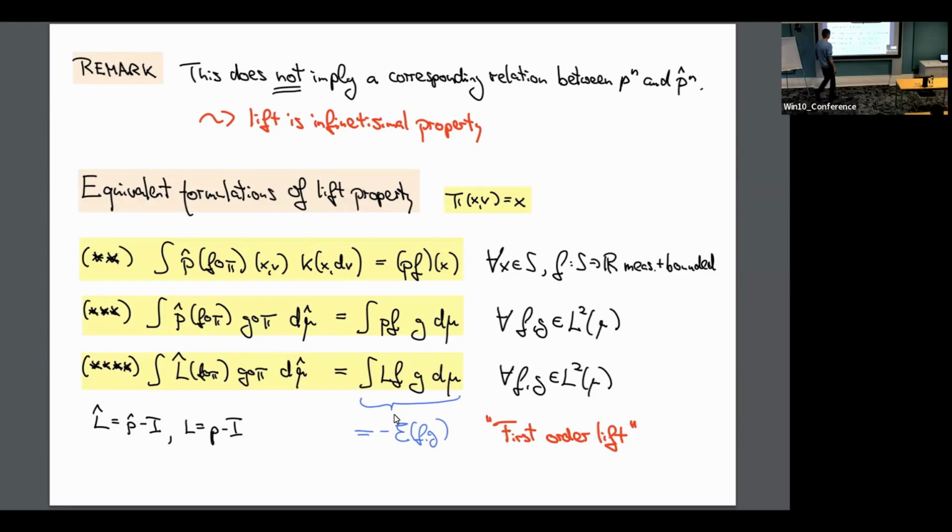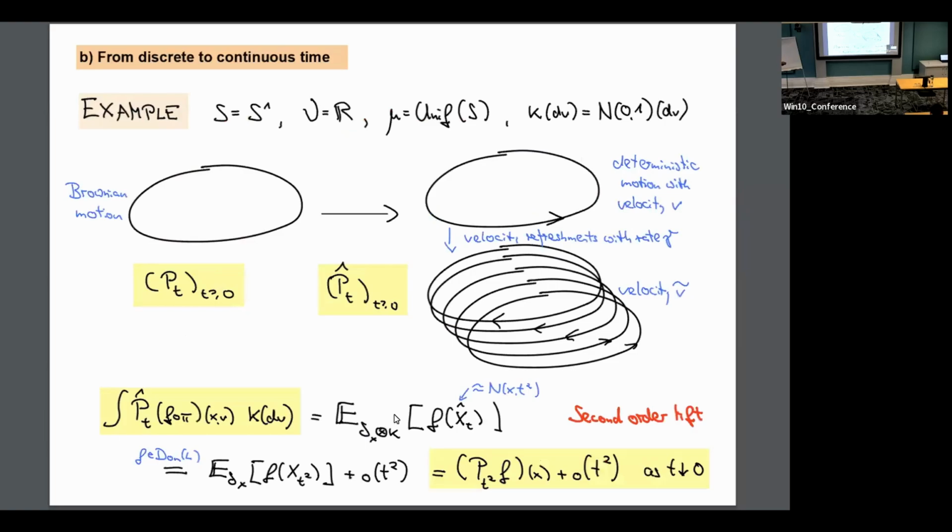And we call this a first order lift because in a moment I will introduce a second order lift. Okay, so now how can this be generalized to continuous time? This turns out to be not completely straightforward.